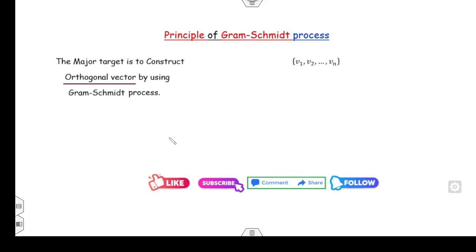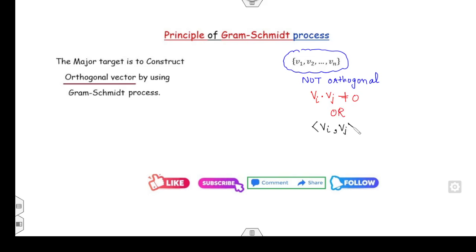Now, as we discussed in our theory lecture, what is the principle of the Gram-Schmidt process? If you have a set of vectors v1, v2, ..., vn such that they are not orthogonal. What is the meaning of orthogonal? You can say the dot product of vi and vj is non-zero, or in other words, the inner product of vi and vj is non-zero for all i not equal to j.